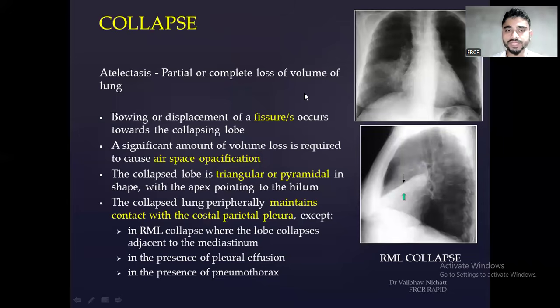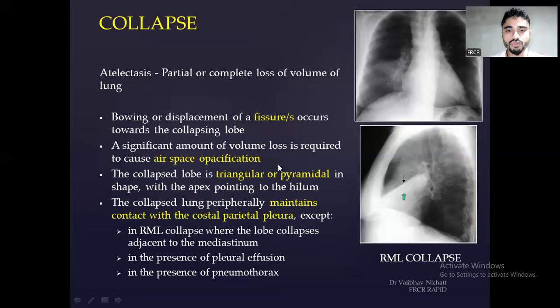So what is collapse actually? Collapse may be partial or complete volume loss of the lung. Collapse is also known as atelectasis. So the first and foremost thing to identify collapse is that there will be bowing or displacement of a fissure or multiple fissures towards the side of the collapsing lobe. Okay, this you need to understand.